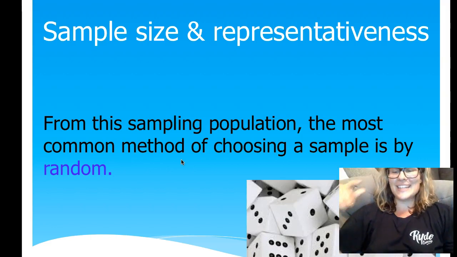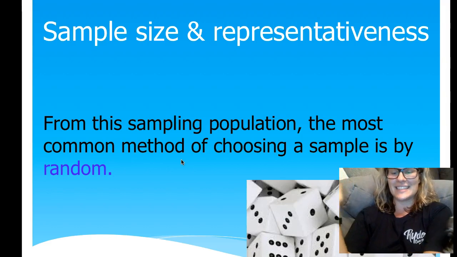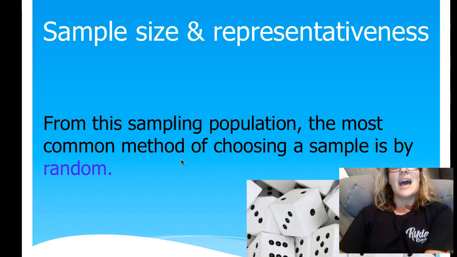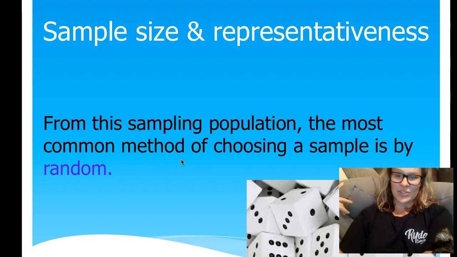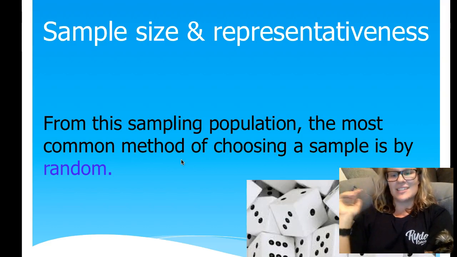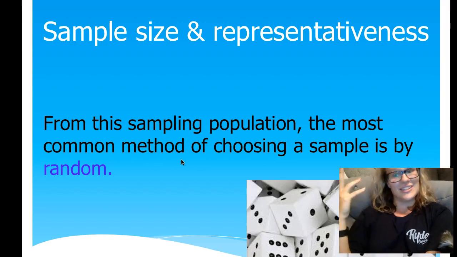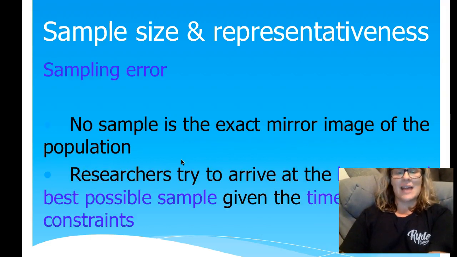So we need to randomly allocate these people. If I were to randomly choose 20 people instead of just saying, hey, you guys are my class, you're going to take this test, that would be better.